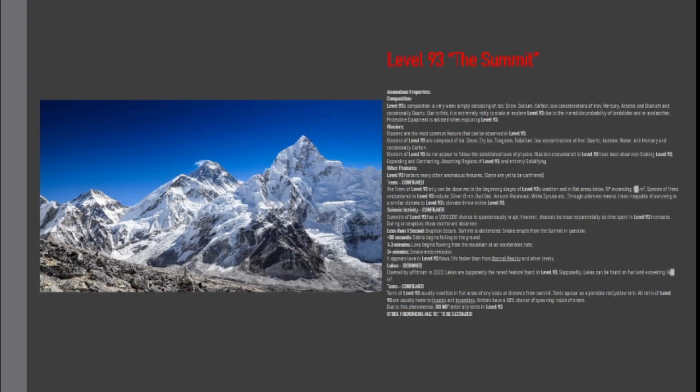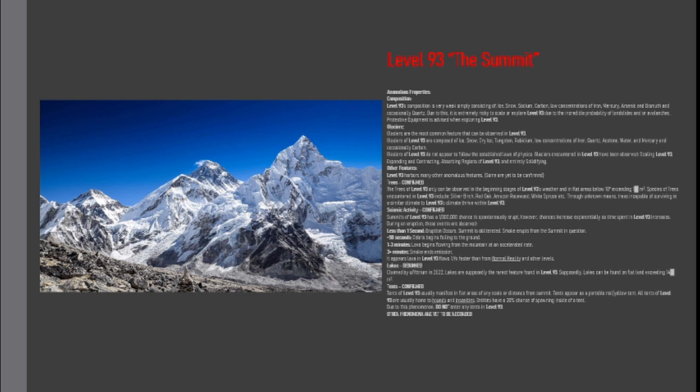Anomalous properties. Composition. Level 93's composition is very weak, simply consisting of ice, snow, sodium, carbon, low concentrations of iron, mercury, arsenic and bismuth, and occasionally quartz. Due to this, it is extremely risky to scale or explore level 93 due to the incredible probability of landslides and avalanches. Protective equipment is advised when exploring level 93.